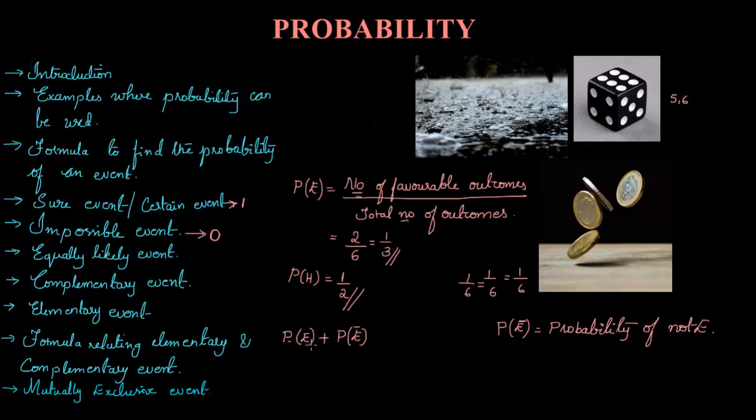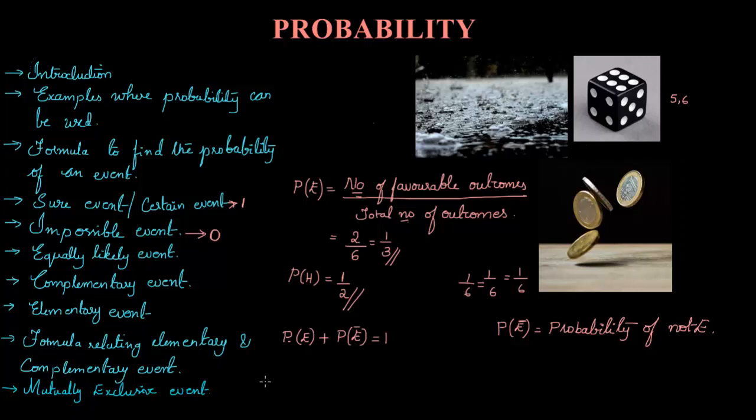Then if you add the probability of happening that event plus the probability of not happening that event, it will always be equal to 1. If I say there is a 50% chance of raining today, then there is a 50% chance of not raining today. So 50 plus 50 is 100. That is in percentage, but probability will be in the form of a decimal, from 0 to 1. So in probability, 0.5 is the probability of raining today and 0.5 is the probability of not raining today. So 0.5 plus 0.5 will be equal to 1. Always the probability of happening that event plus the probability of not happening that event will be equal to 1.